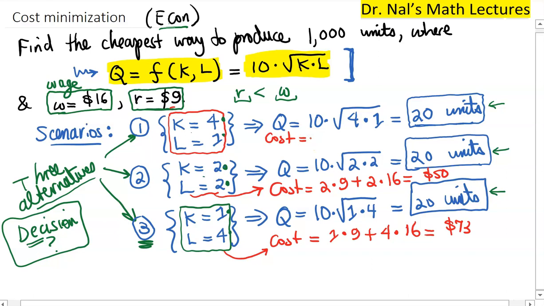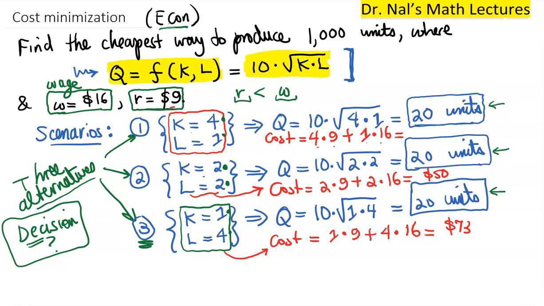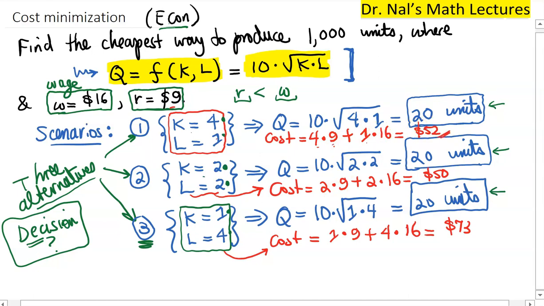Let's quickly check. So 4 units of capital times $9 per unit hour, and 1 hour of labor. Each hour is $16. Now 4 times 9 is 36, and 1 times 16 is 16. Okay, I messed up somewhere. Where did I mess up? 32 plus, no, that's correct. 36 plus 16 is $52. Okay, let me check what's going on here.